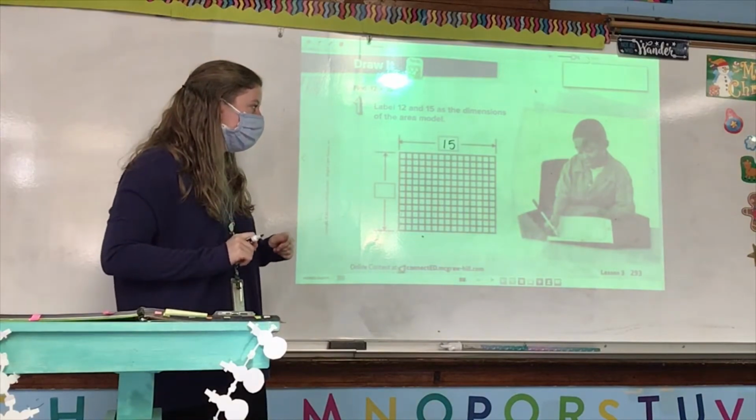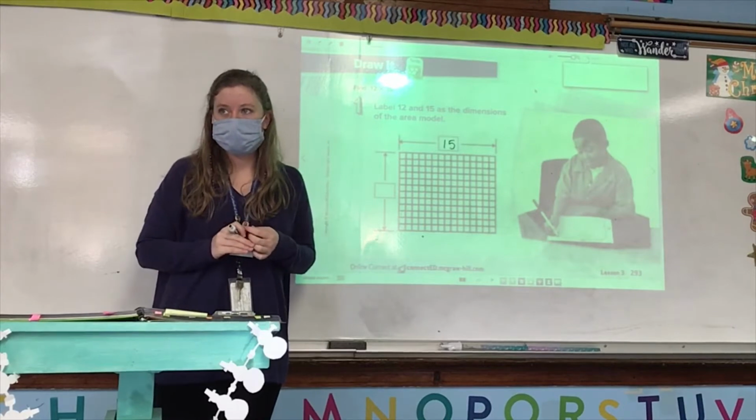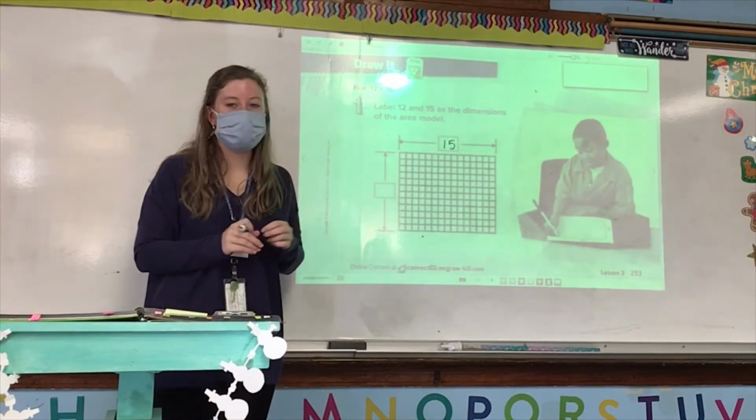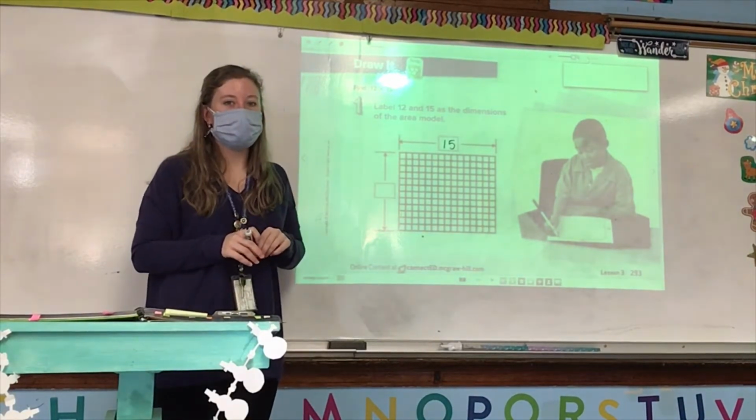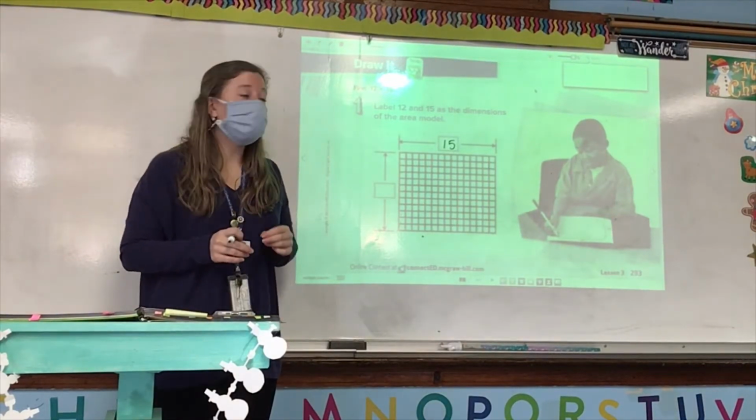So, to find the number on the side, we have to count what? To find the number that goes here on the side, we have to count what? Smith. We have to count the rows.